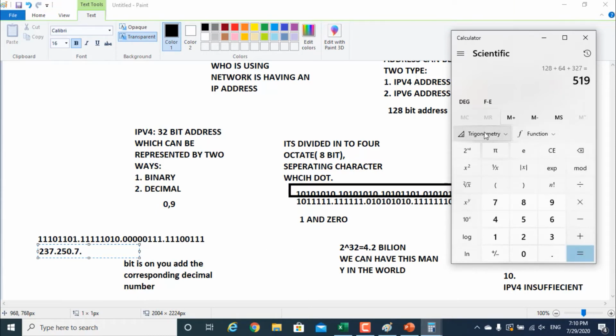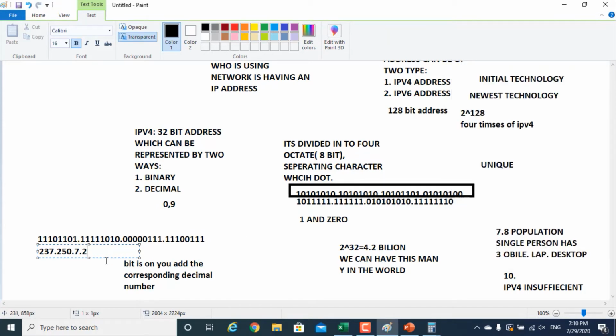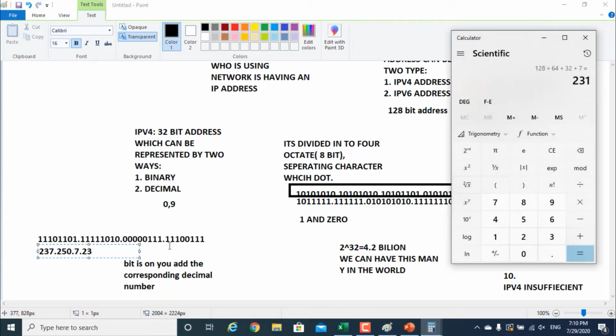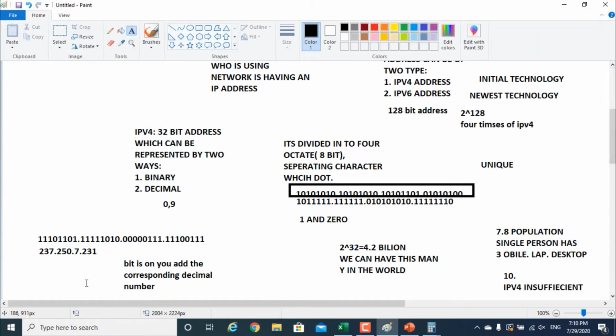Oops, yeah, there's some mistake, I'm sorry guys. 128 plus 64 plus 32 plus 7. So we have 231. So see how easily we convert one binary number into a decimal IP address.